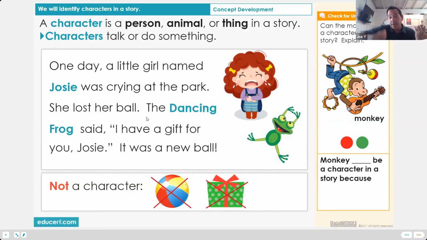What is it doing? The monkey is playing a guitar. Now, is that something a person would do? See that? Now they really, truly understand. They can clear up any misconceptions, because a monkey might not be a character in a story. It might just be part of the story if it's doing something that a monkey does.